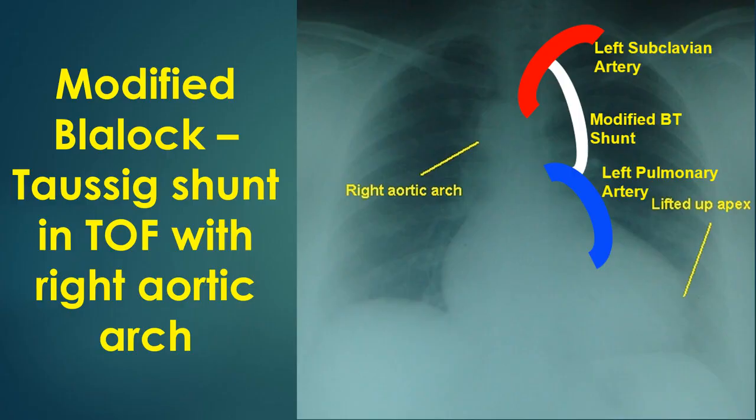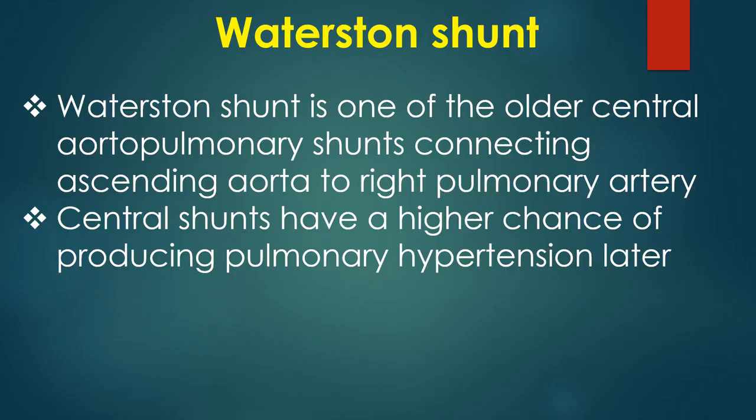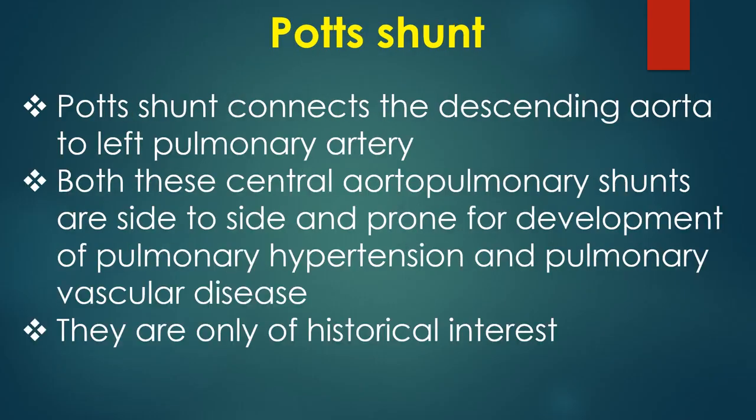Schematic diagram of a modified Blalock-Taussig shunt in a person with right aortic arch and tetralogy of Fallot is illustrated here. Waterston shunt is one of the older central aortopulmonary shunts connecting ascending aorta to right pulmonary artery. Central shunts have a higher chance of producing pulmonary hypertension later. Potts shunt connects the descending aorta to the left pulmonary artery. Both these central aortopulmonary shunts are side to side and prone for development of pulmonary hypertension and pulmonary vascular disease. They are only of historical interest.